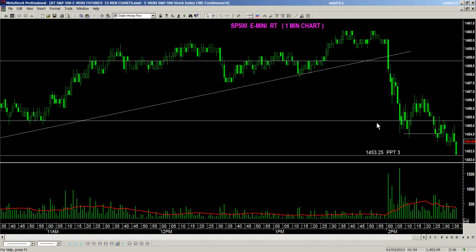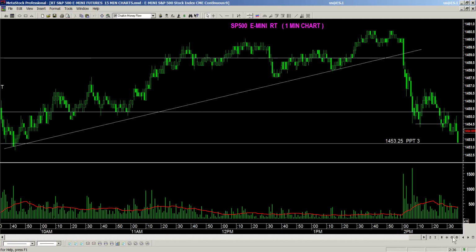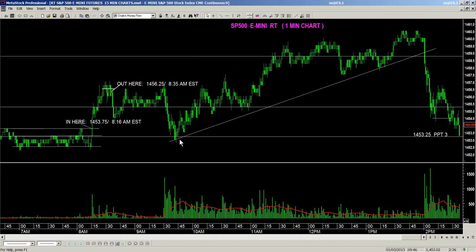Here we have it. The move continues to the downside. Let's see how prices react at 1453.25 on a 1-minute chart. Backing it up, the next level would be here. Let's broadcast that out into the future.